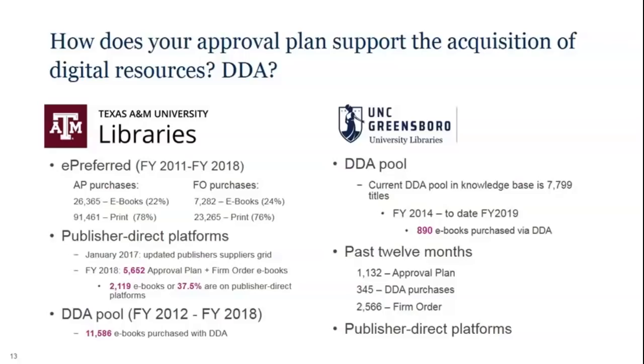If eBook Central doesn't offer a title by DDA, GOBI will then check to see if an EBSCO eBook with one user option is available. If no DDA title option is available, we go to the approval plan for either print copies or notifications. In the past 12 months, we purchased 1,100 approval titles, 345 DDA titles, and 2,500 firm orders through GOBI Library Solutions. And we also purchased titles on publisher direct platforms.